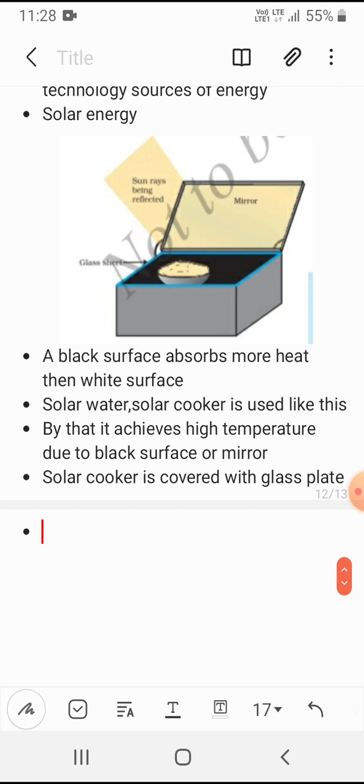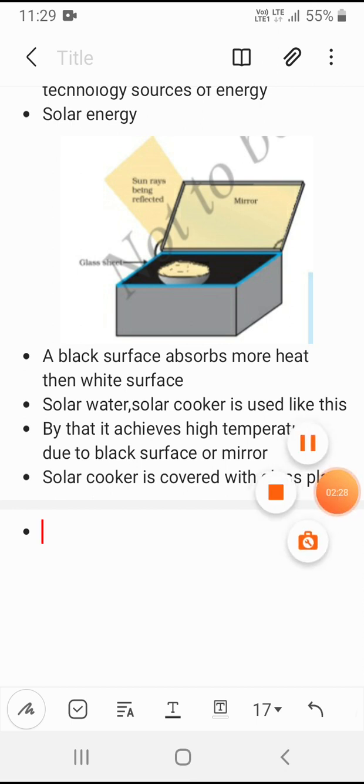So see, like this one, the light comes to the mirror, and here there are black sheets, black papers. It absorbs the heat, and it helps to cook the rice. They keep the rice in that bowl, and it is cooked by the solar energy coming from the mirror to the black sheet.